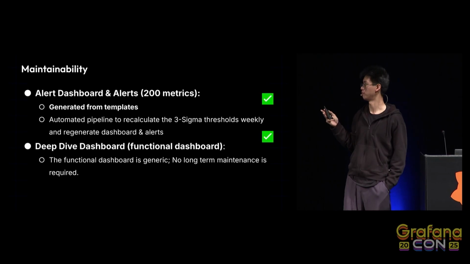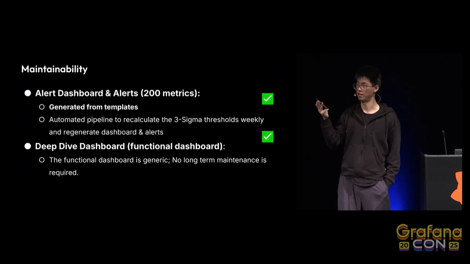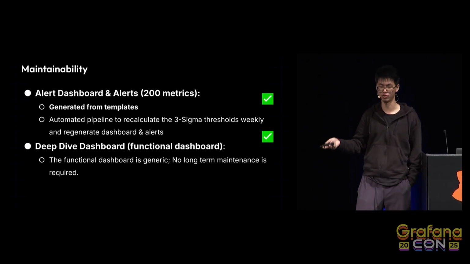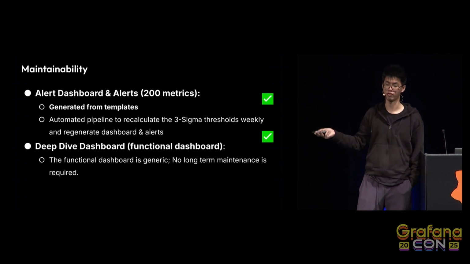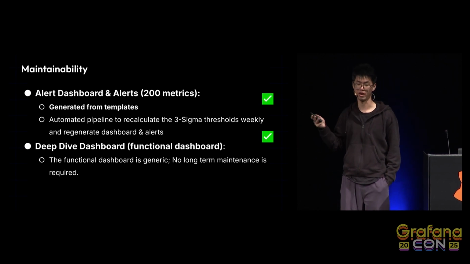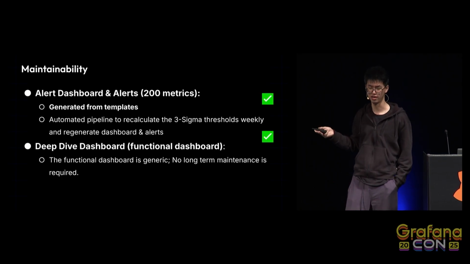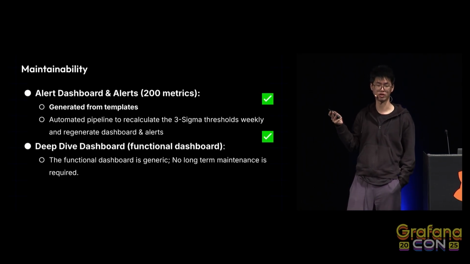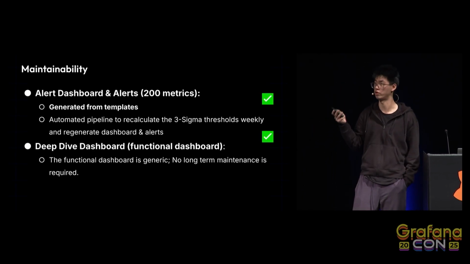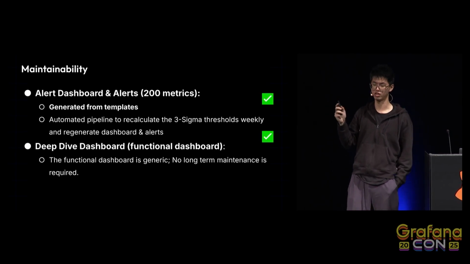Last important thing, maintainability. For a system that's big, like this one, it has a big alert dashboard and more than 200 alerts, and you can't build it by hand. Ours is all generated from templates. Once you define a query, everything else is automatically generated by scripts. It's really easy to extend, and we have pipelines that calculate the 3 sigma thresholds from history and rebuild everything every week, so it's always up to date. The deep dive dashboard is generic, so it basically needs no maintenance.